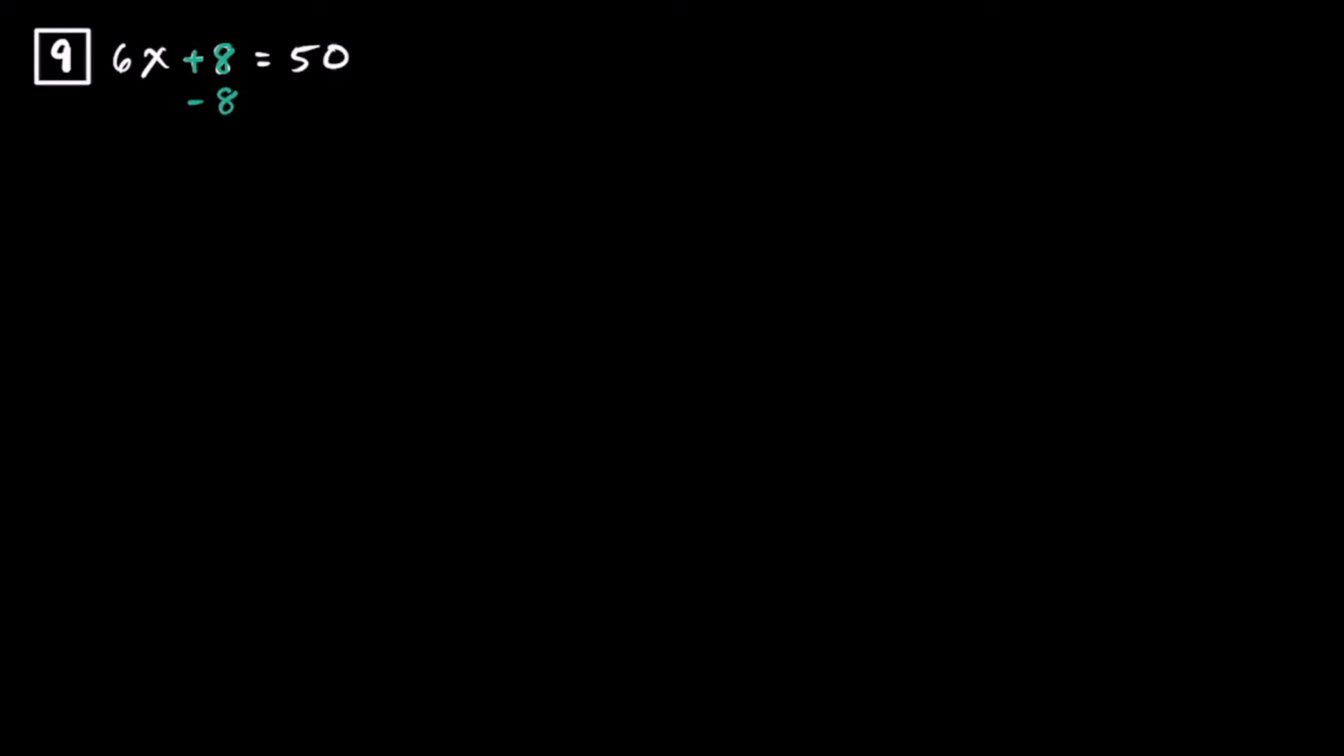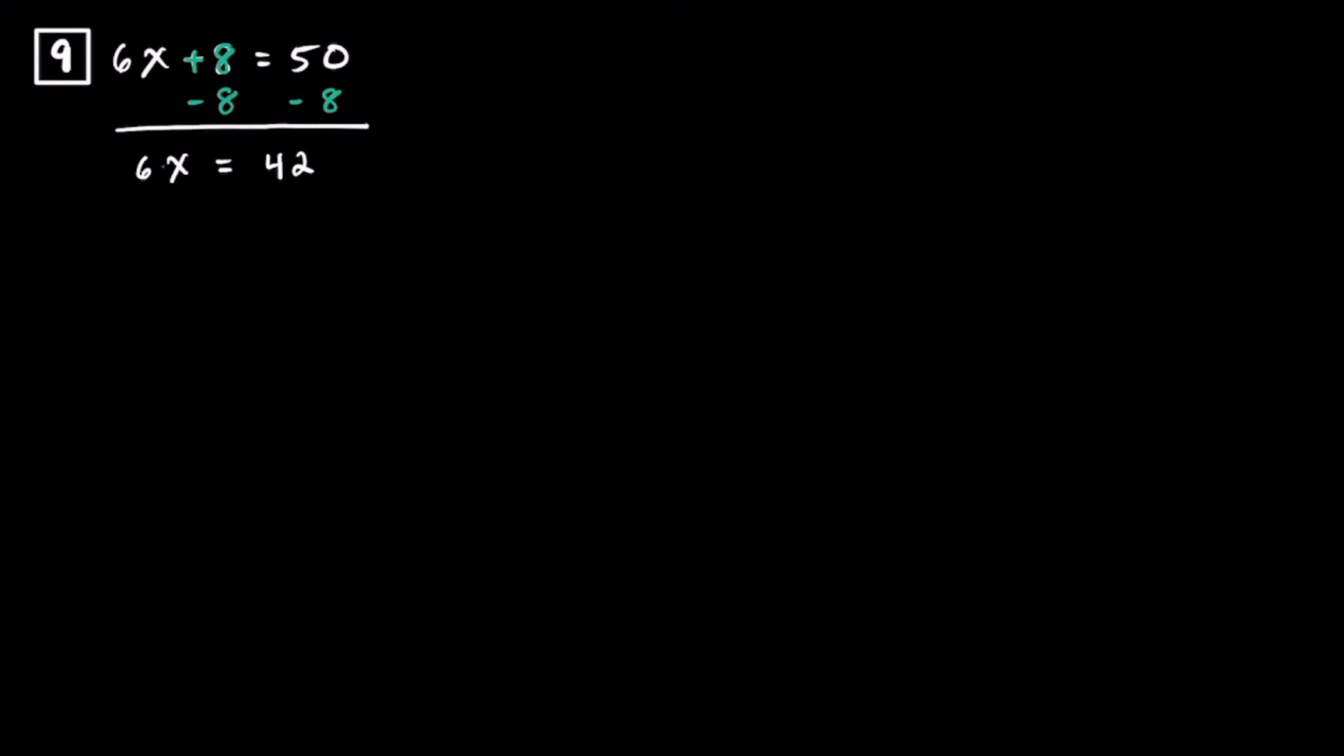So for this first one, to undo the plus 8, let's go ahead and subtract 8 from both sides of the equation. You're going to notice that that plus 8 and minus 8 cancels out on the left side to make 0. I'm not going to write 6x plus 0, I'll just write 6x. And on the right side, 50 minus 8 is going to equal 42. So it was a 2-step equation, and now it is a 1-step equation.